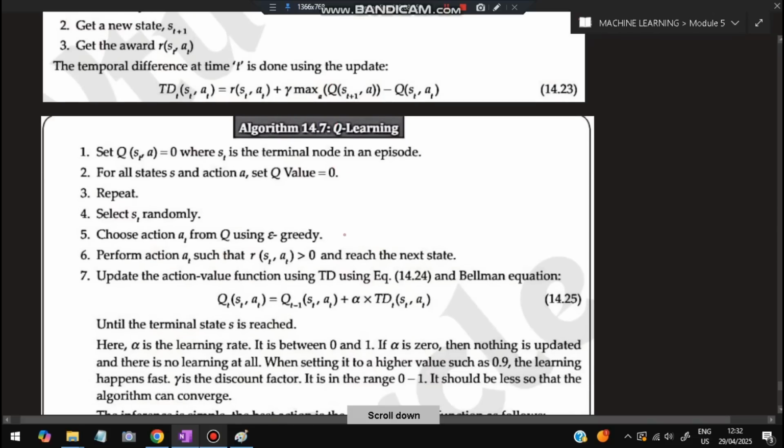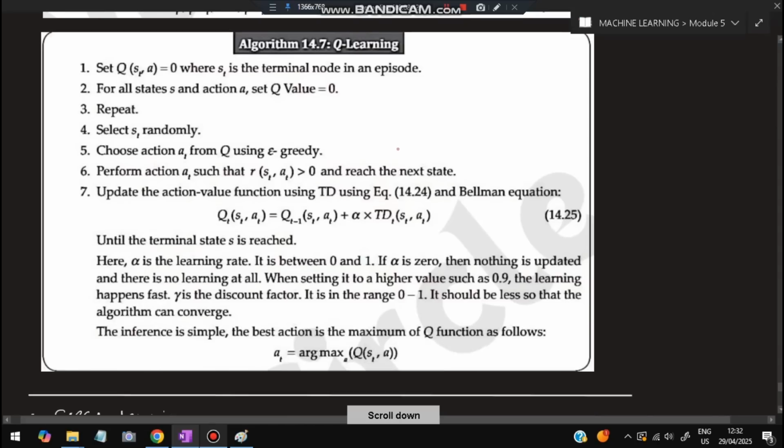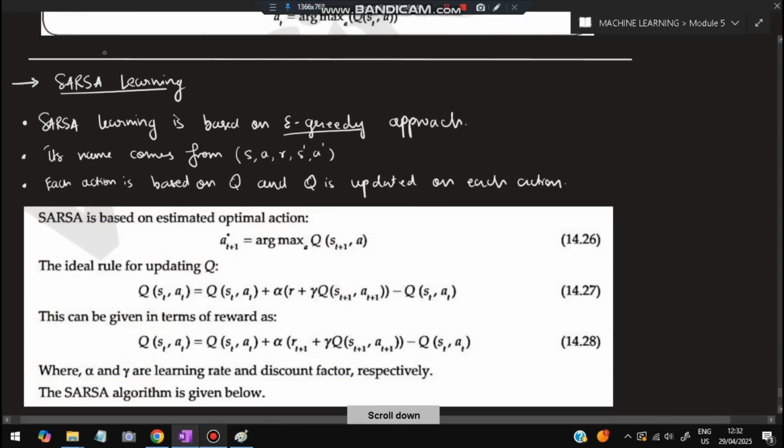Okay, and that's the same thing which is happening here, and we'll find out the optimal quality states at each point, and then we'll be following that path to reach the goal with maximum rewards. Okay, last one is SARSA learning.